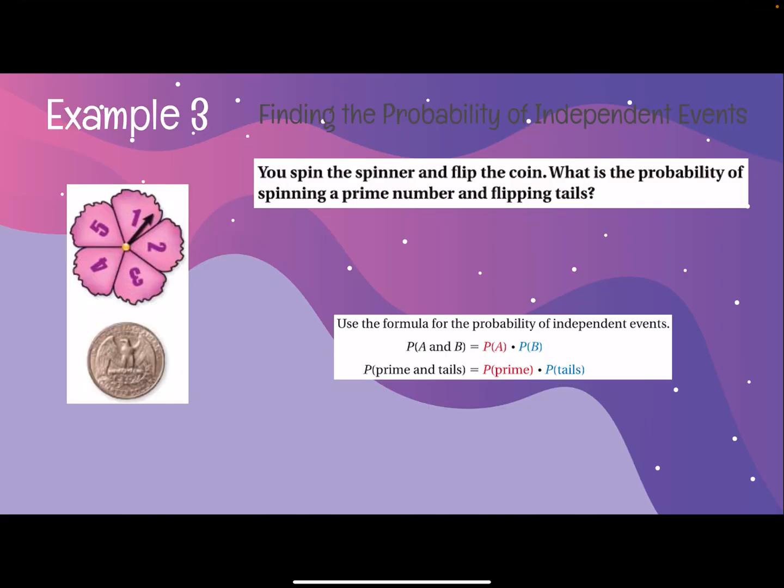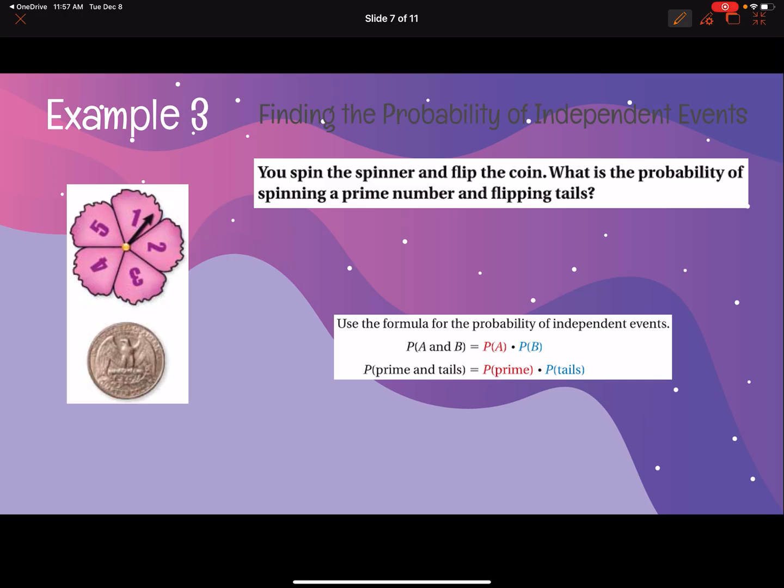Okay, here's an example where we have independent events. You spin the spinner and flip the coin. Now the spinner has no impact on your possible coin, whatever you get on flipping the coin. That's why these are independent. What is the probability of spinning a prime number and flipping tails?